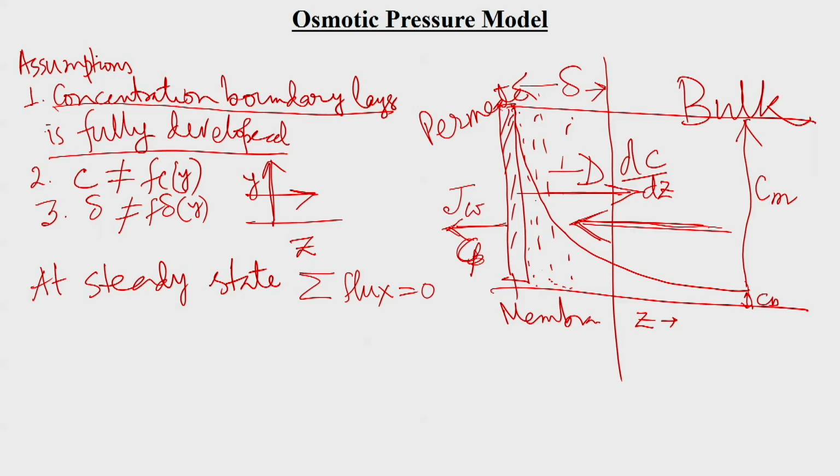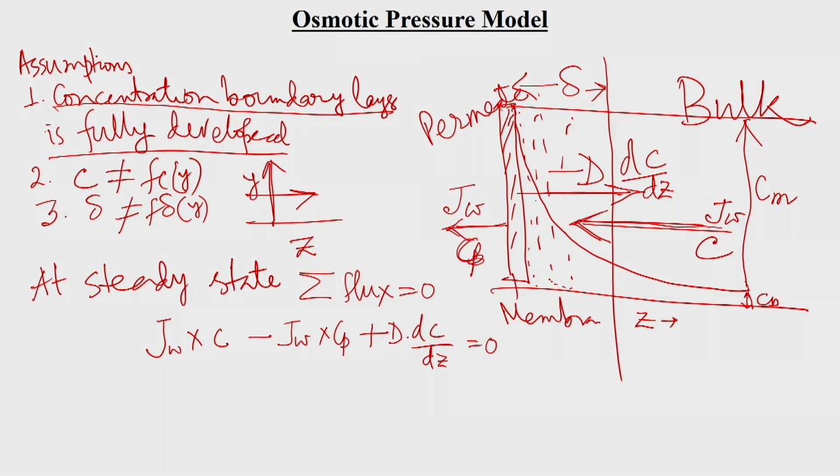What is entering, suppose the flux is there with concentration C at any time, is Jw into C. What is exiting is Jw into Cp, and what is going back is minus D dC/dz. So, Jw C minus Jw Cp minus D dC/dz will be equal to 0. This is at the steady state, where this is entering and these two are exiting.